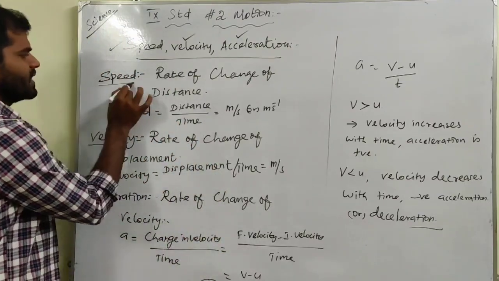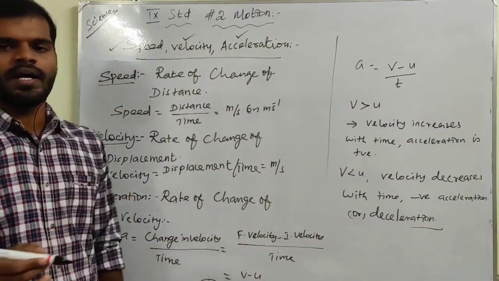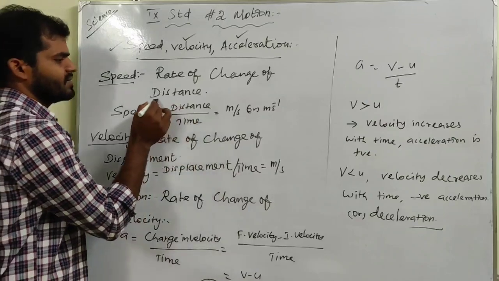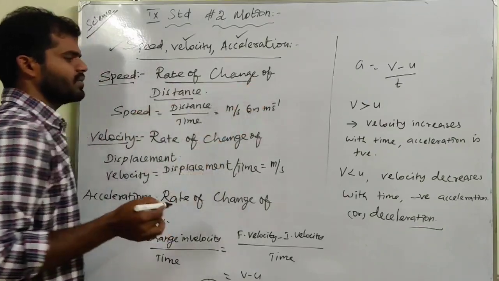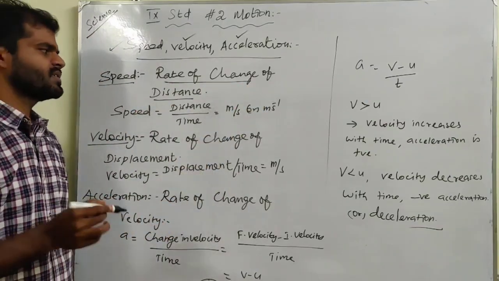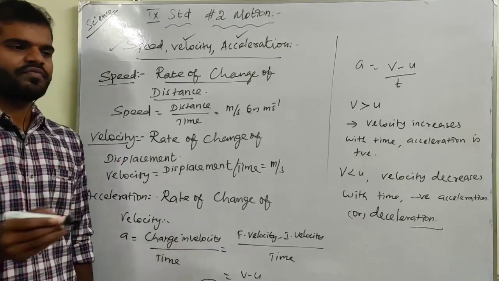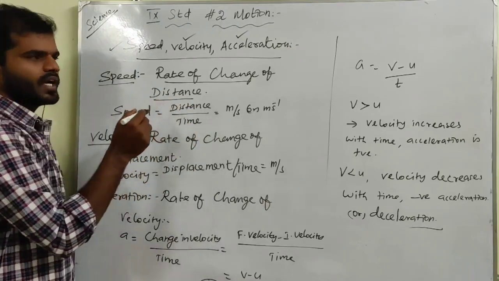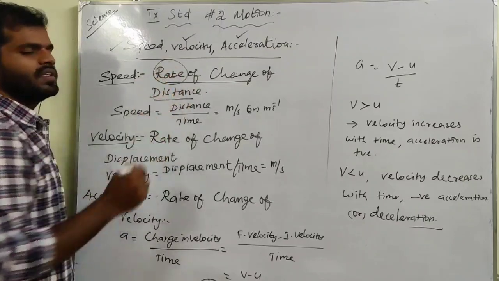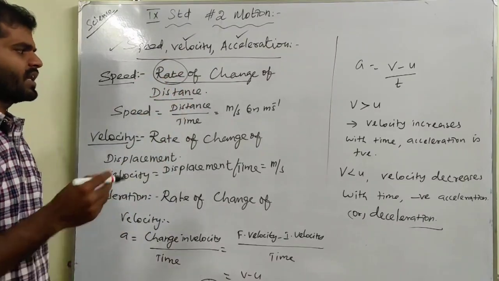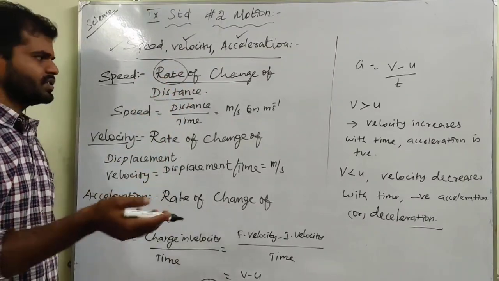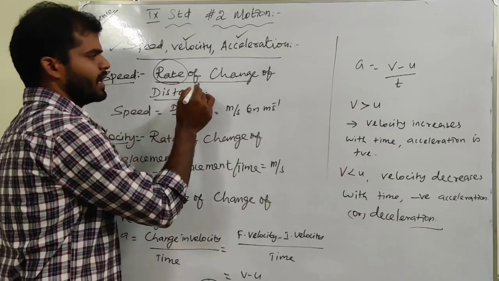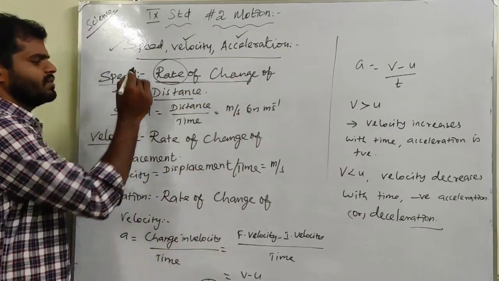Okay, what is called speed? Speed actually is nothing but rate of change of distance. What is called as rate of change of distance is nothing but distance will change with respect to time. Rate is nothing but with respect to time. Okay, so when time changes, distance will change. Right? That is called as rate of change of distance. That is called as speed.